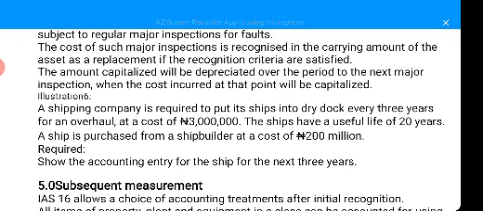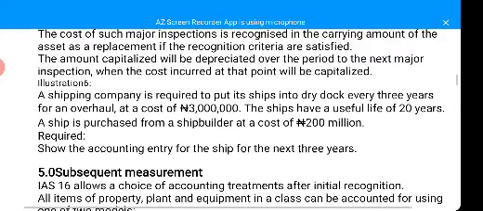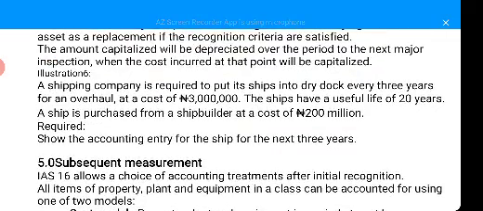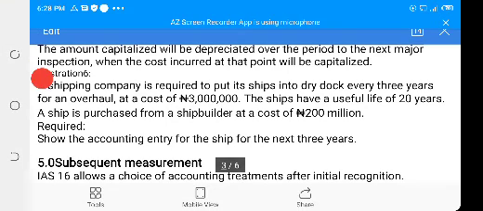Now, for this major inspection, when you purchase the ship from the ship builder, the ship builder is the one that will make the major inspection on it. He who constructed the ship will know what to do and how to maintain the ship. But at the point of purchase of the ship, the cost of major inspection is inside the cost of the ship. So you have to first separate it. Let's solve it together.